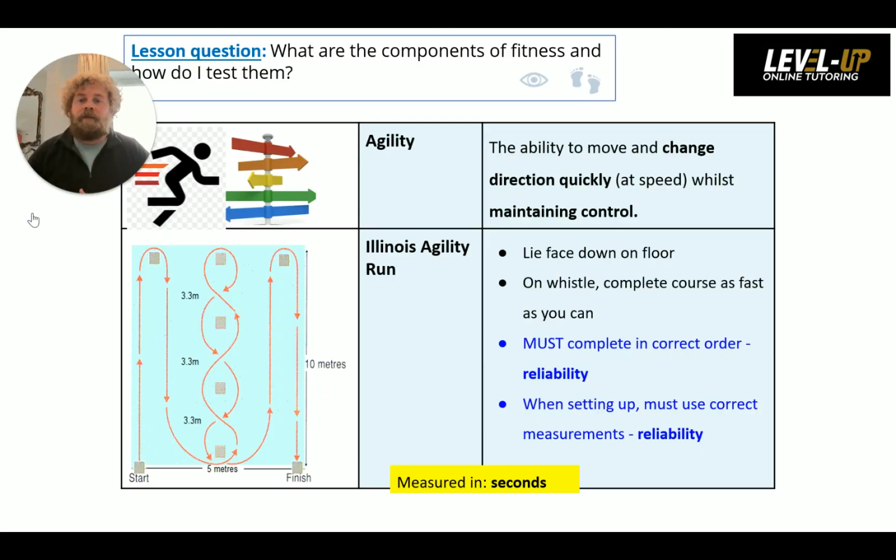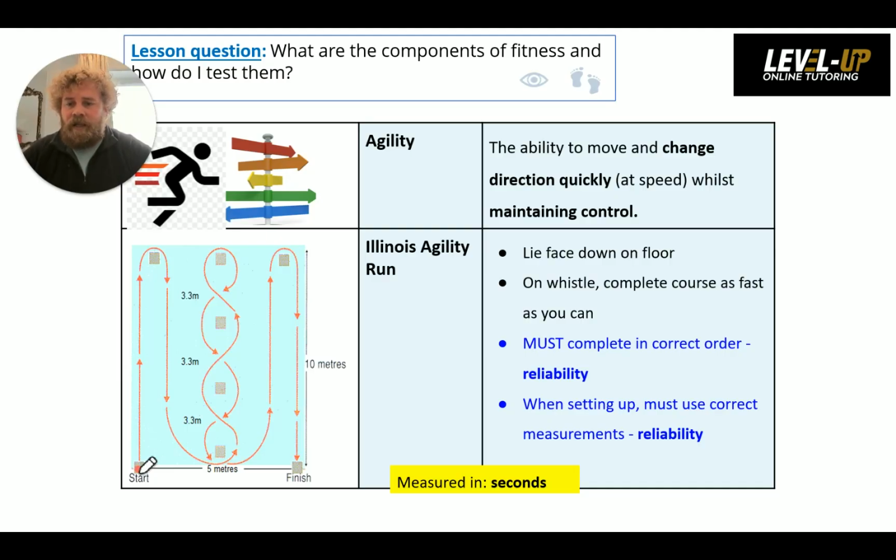The next component of fitness we're looking at is agility. Agility is the ability to move and change direction quickly whilst at speed, whilst also maintaining control. The best fitness test for agility is called the Illinois Agility Test. You can see on the left-hand side that we have a diagram of what this would look like.